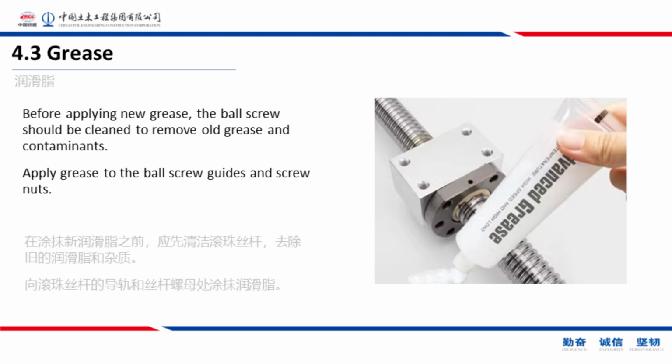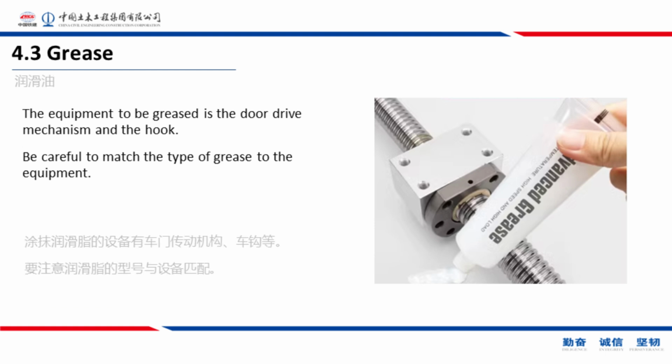PPT 42. 4.3 Grease. Before applying new grease, the ball screw should be cleaned to remove old grease and contaminants. Apply grease to the ball screw guides and screw nuts. PPT 43. 4.3 Grease. The equipment to be greased is the door drive mechanism and the hook. Be careful to match the type of grease to the equipment.